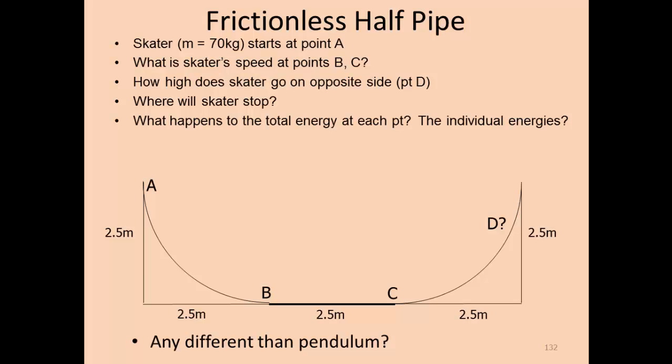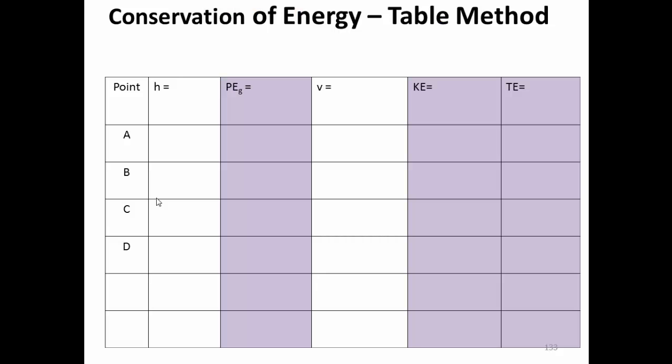Speaking of a half pipe, I gave you a homework assignment to analyze this frictionless half pipe, and I asked you to use conservation of energy equations and use a table. You can actually figure this problem out. And I think this is a pretty straightforward problem, so I'll leave that to you to do. And we already looked at this in class as well.